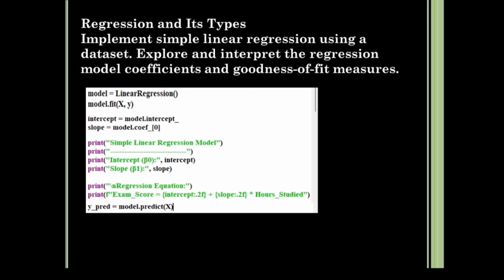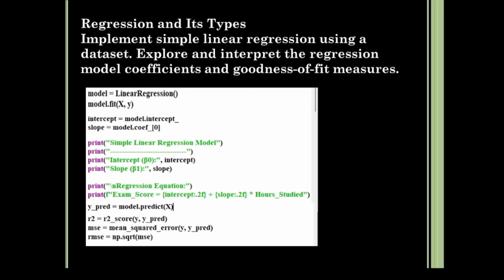Next, we have y_pred is equal to model.predict(X). It predicts the exam score using the regression equation. These are the estimated values. We have r2 is equal to r2_score(y, y_pred). It calculates my r2 score. R2 basically tells how well the model fits the data. The range is 0 to 1. If it is closer to 1, we can say it is a better model.